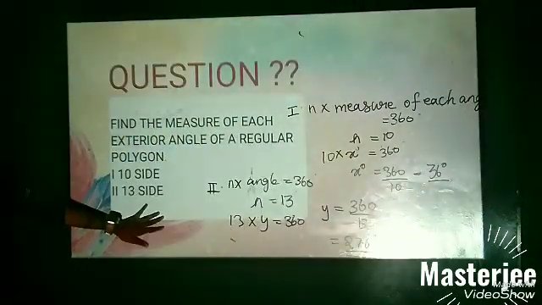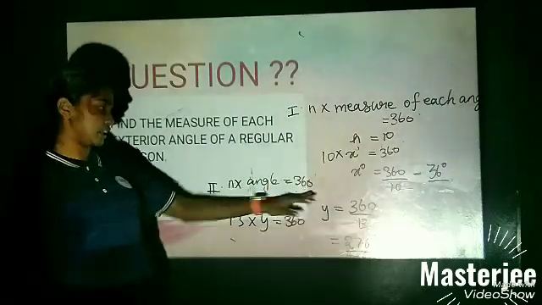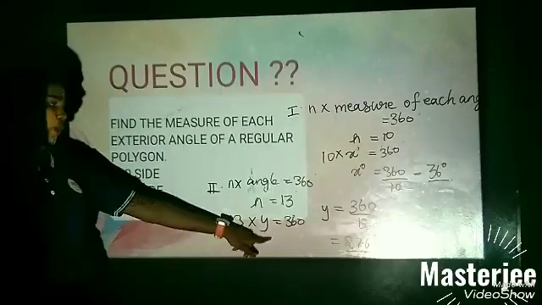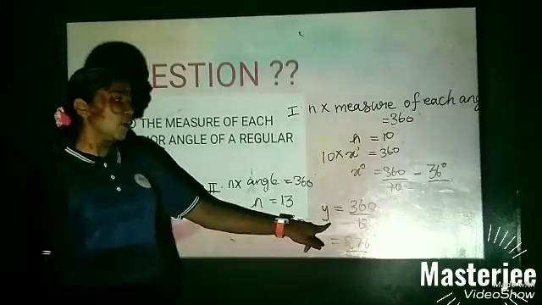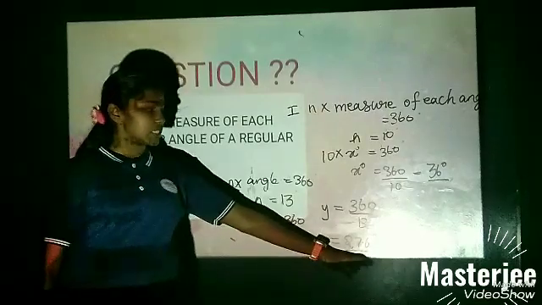And the second case is 13 sides. n into each exterior angle is equal to 360 degrees, and here n is given as 13. So 13 into y is equal to 360 degrees. y is equal to 360 by 13, that is equal to 27.6 degrees.